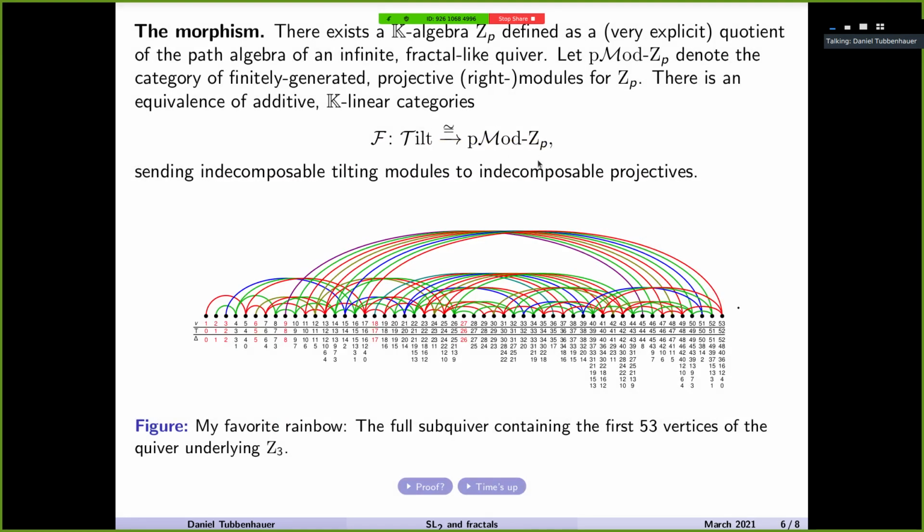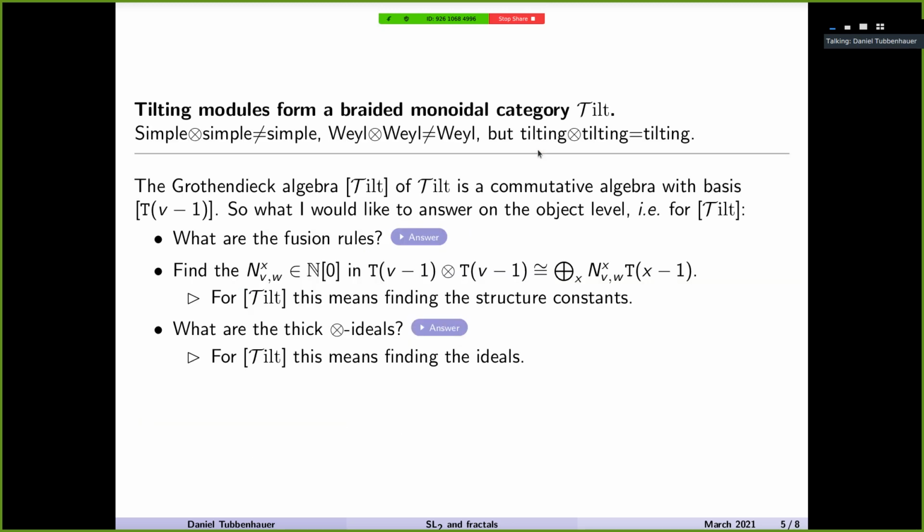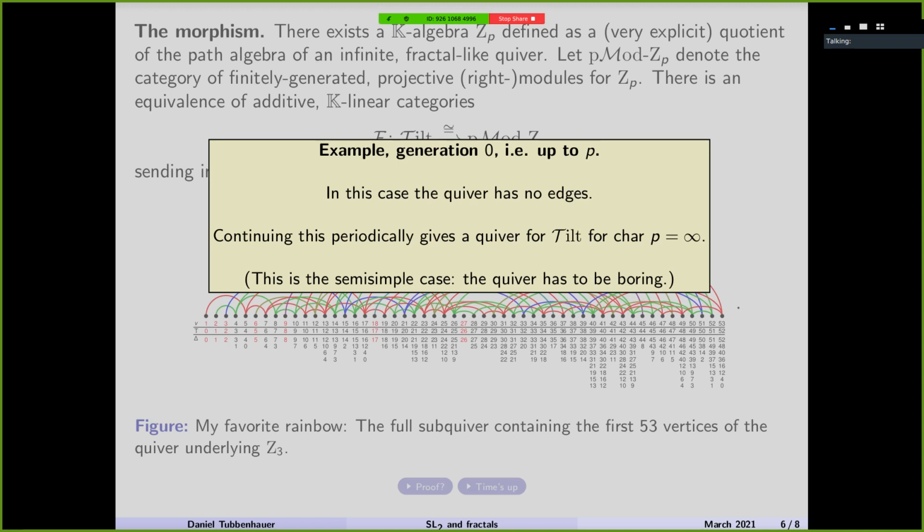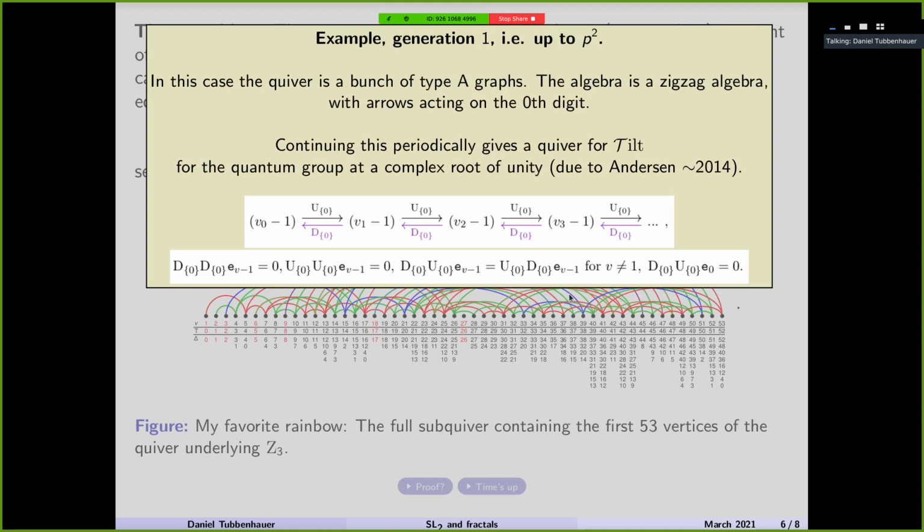So this question is very silly in the semi-simple case, because if both sides are semi-simple, then of course you just count the number of simple objects. So you just get a quiver that is not even connected. Each vertex corresponds to a simple module. We already know the parameterization of simple modules. Right, this quiver has to be boring. So let me just do the next example.